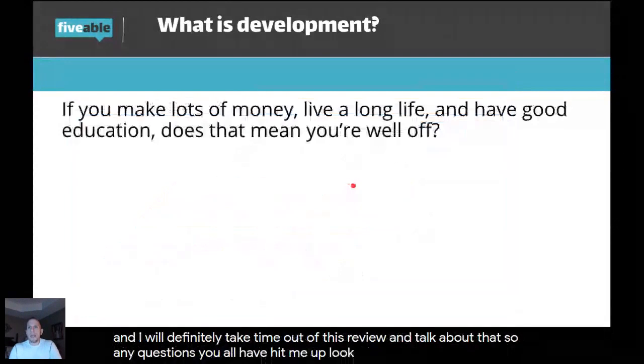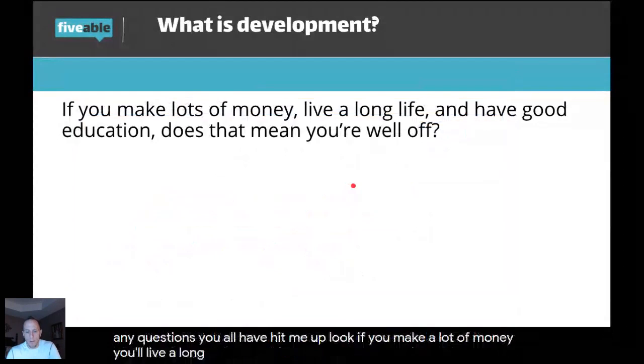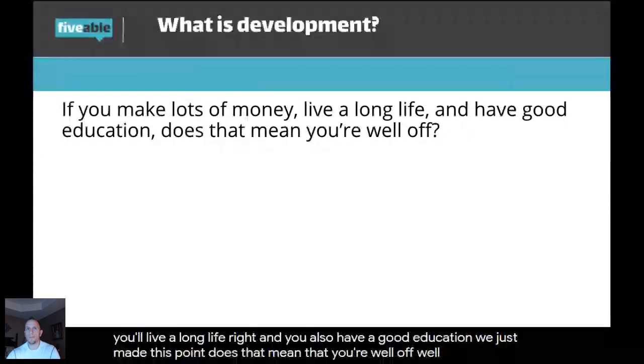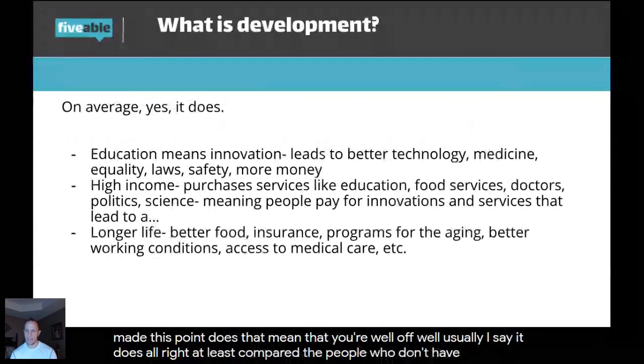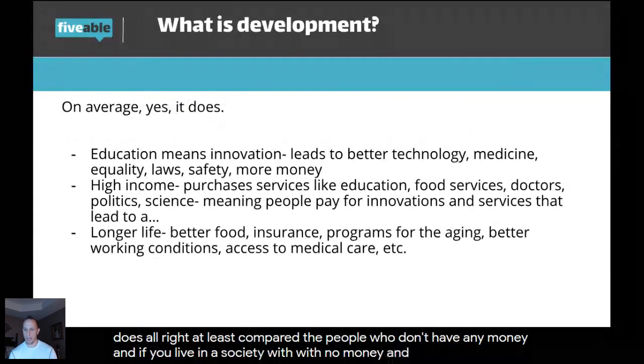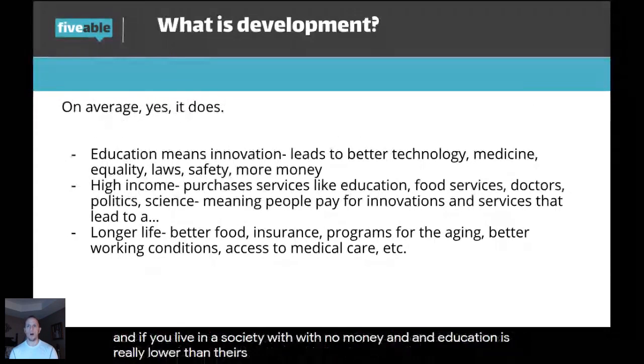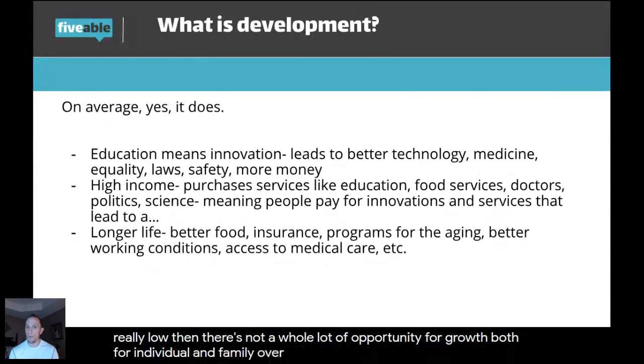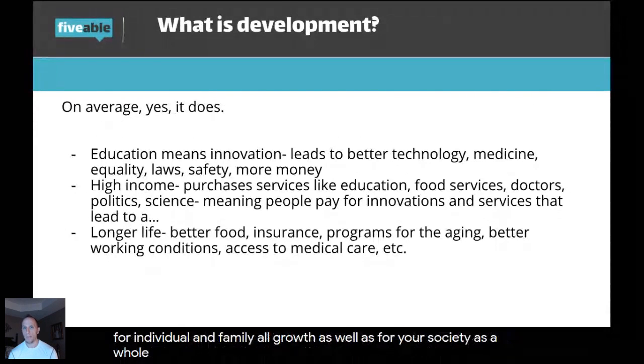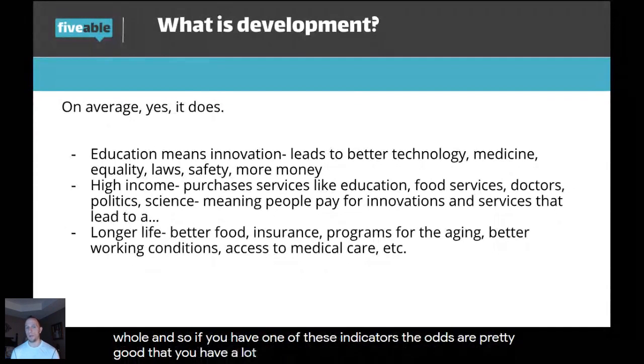Look, if you make a lot of money, you live a long life, right? And you also have a good education. We just made this point. Does that mean that you're well off? Well, usually, I'd say it does, right? At least compared to people who don't have any money. And if you live in a society with no money and education is really low, then there's not a whole lot of opportunity for growth, both for individual and familial growth, as well as for your society as a whole. And so if you have one of these indicators, the odds are pretty good that you have a lot more of the others as well.